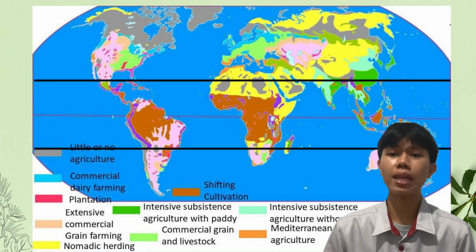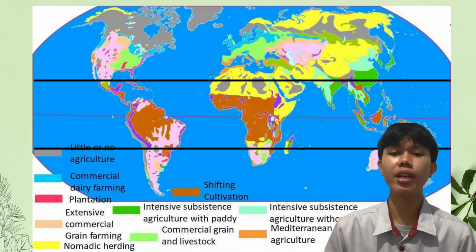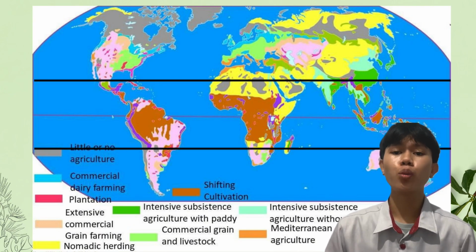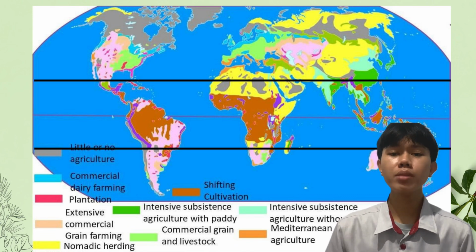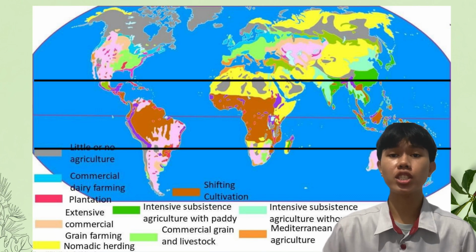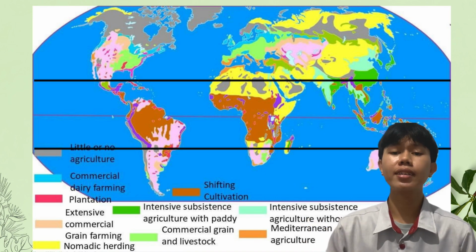This map is a vegetation map. It clearly shows the area between the Tropic of Cancer and the Tropic of Capricorn, which is the region where tropical agriculture thrives. The warm temperatures and the abundant rainfall in this zone make it ideal for growing a wide variety of crops such as coffee, cocoa, bananas, pineapples, rice, sugarcane, and etc.